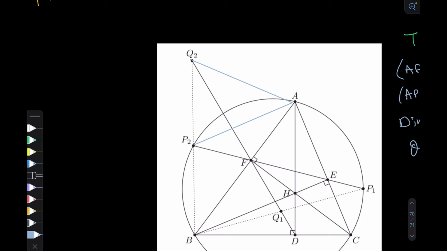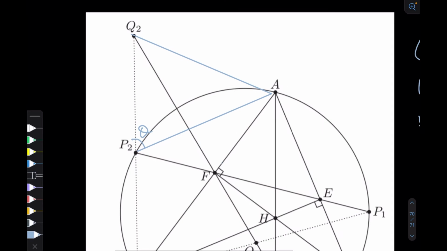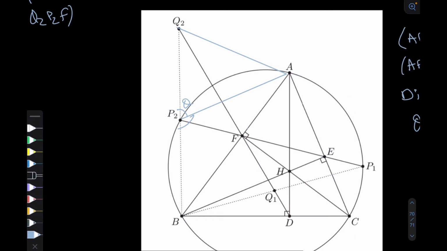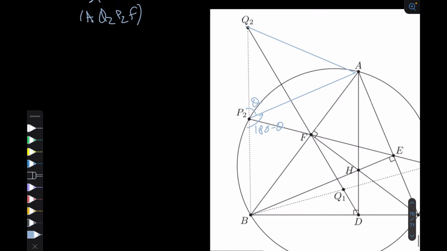So now for the strategy, I will first focus on only one case. Let's say I focus on Q2 P2, and the first thing that I will try to show is that AQ2P2F is a cyclic quadrilateral. In other words, I need to show that if this is some angle theta, then this is also some angle theta. Now let's start some angle chasing. If this is some angle theta, then it must be true that this is some angle 180 minus theta. So let me keep track over here.